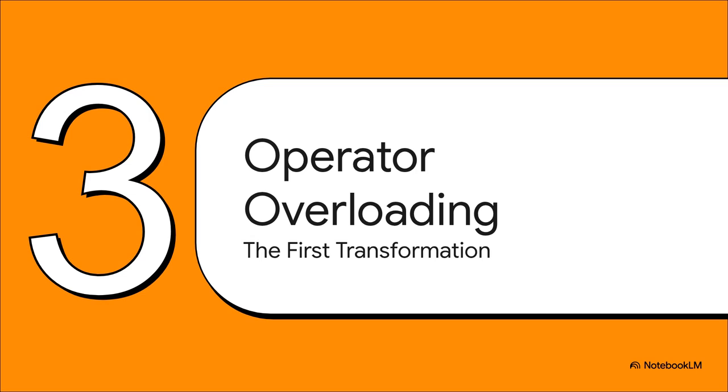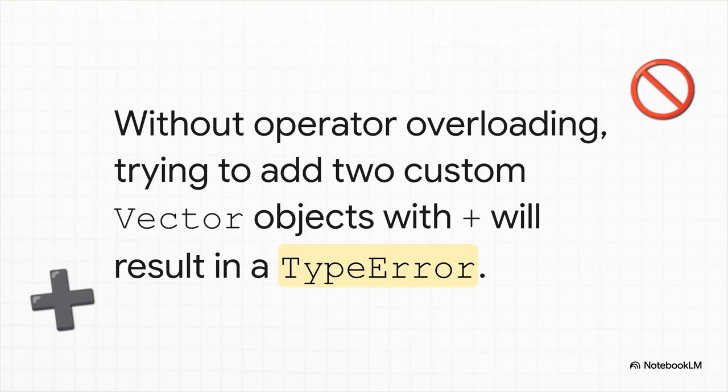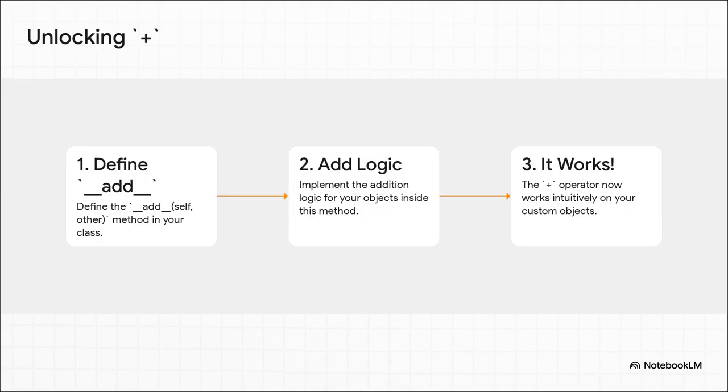First up, let's make our custom objects behave like numbers so we can actually do math with them. Imagine you've got a vector class. Maybe it represents a point in space. You create two of these vector objects, and you try to add them together with a simple plus sign. And bam! Python hits you with another type error, basically saying, nope, I have no idea what you mean by add for these things.